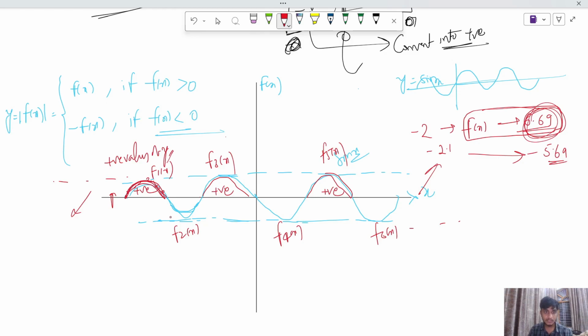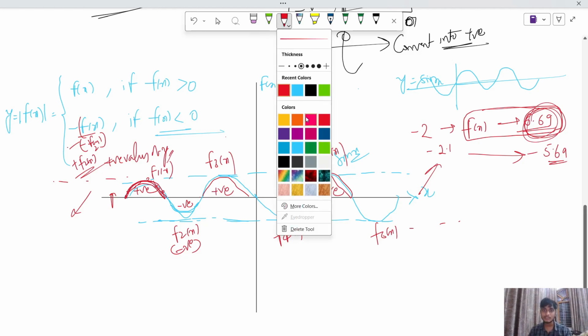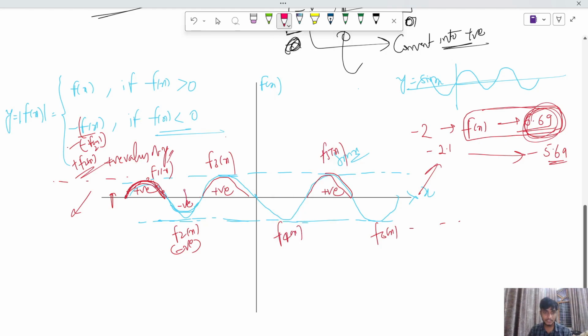f2 of x has negative values. If f of x is negative, then minus f of x is taken, so minus f2 of x, and since it is already minus, it becomes plus f2 of x. That's what the modulus defines: if it is negative, make it positive. Can anyone guess it? Whatever you're guessing is true. This will shift upwards, and it will become like this.